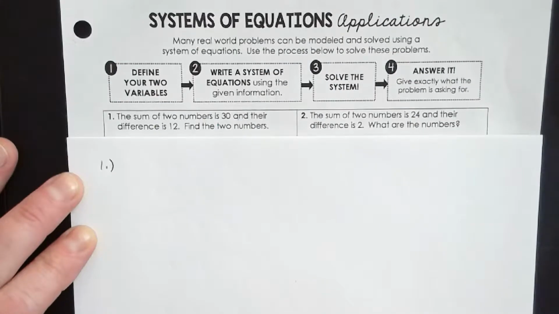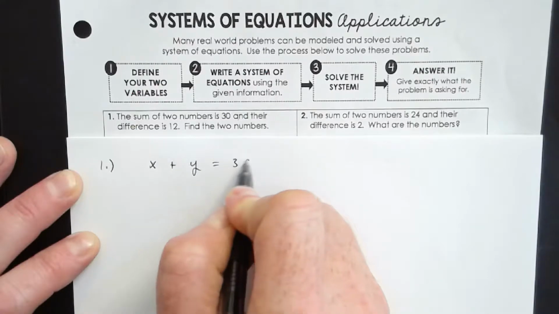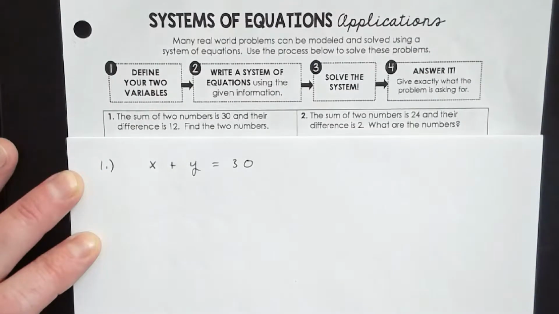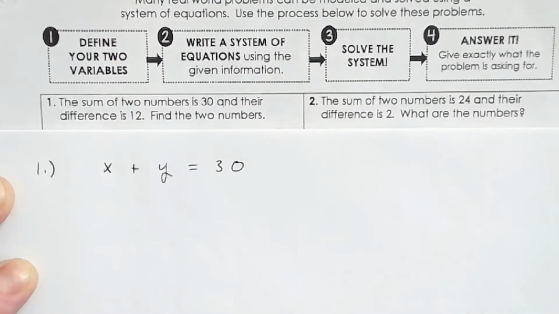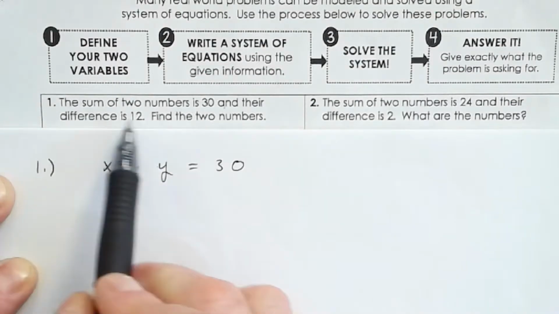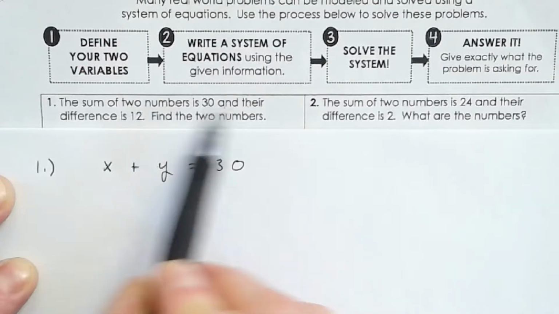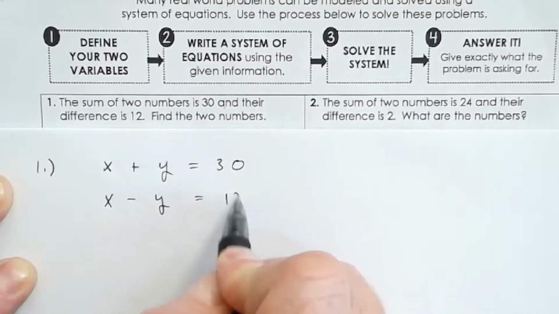The sum of two numbers is 30. We're going to let number 1 be x and number 2 be y. So x plus y is equal to 30. It says here that the difference of those numbers is 12. X minus y is equal to 12.